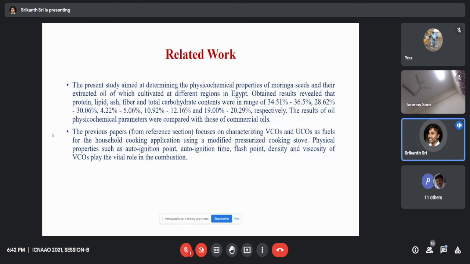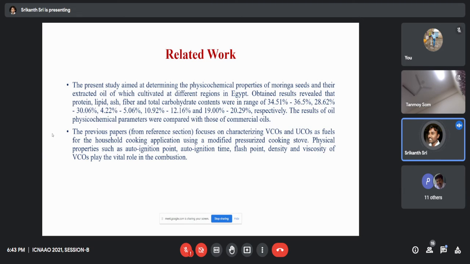About the related work, the present study aimed at determining the physicochemical properties of moringa seeds and their extracted oil, cultivated at different regions in Egypt. The obtained results revealed that protein, lipid, ash, fiber, and total carbohydrate contents were in the range of 34.51 percent to 36.5 percent and 28.62 percent to 30.6 percent respectively. The results of oil physicochemical parameters were compared with those of commercial oils.